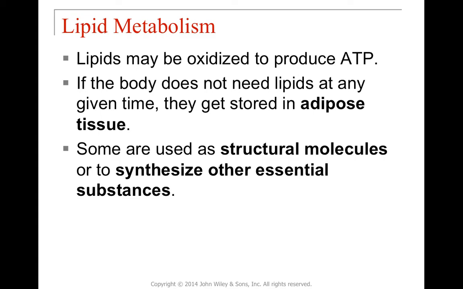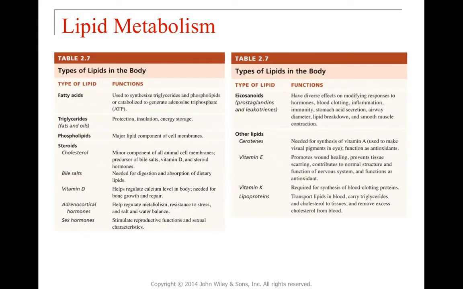So different lipids can also be used structurally, or we can use them to synthesize other essential substances that we may not have ingested enough of in our body. All right, this is a list of different types of lipids that are found in the body. Some of them you may recognize, some of them you may not.